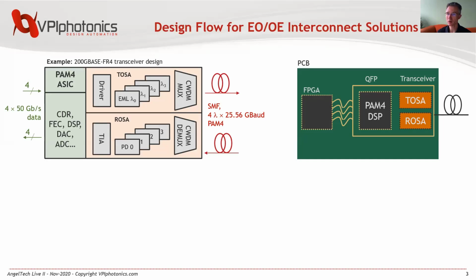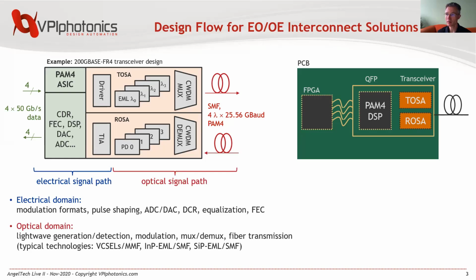Regarding the design flow of electro-optical interconnect solutions. Here we see an example on the left-hand side for the 200G base FR4 transceiver. On the right-hand side, we depict here printed circuit board realization. Typically, what these type of transceivers have in common is that the optical and electrical parts are very tied together.